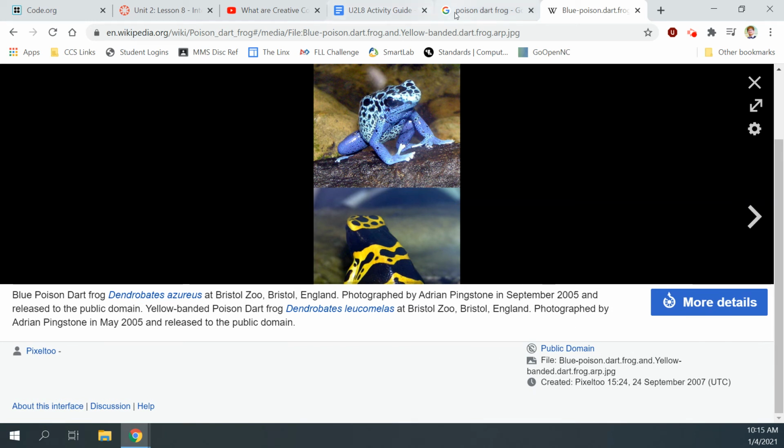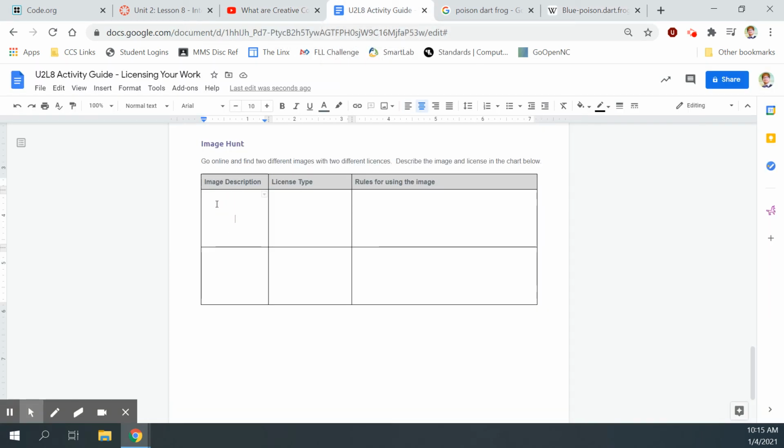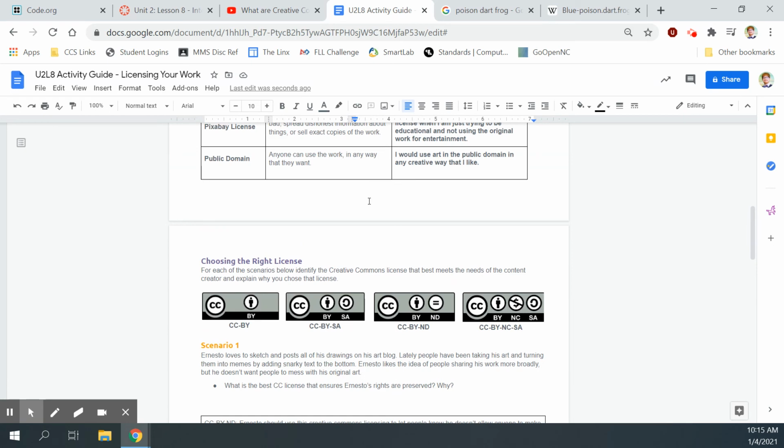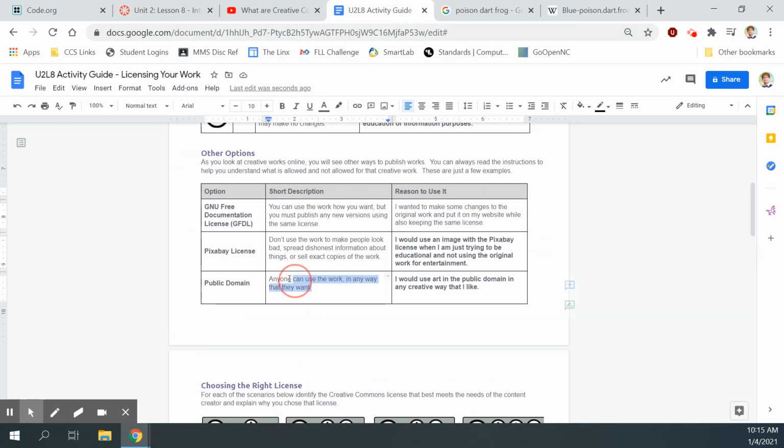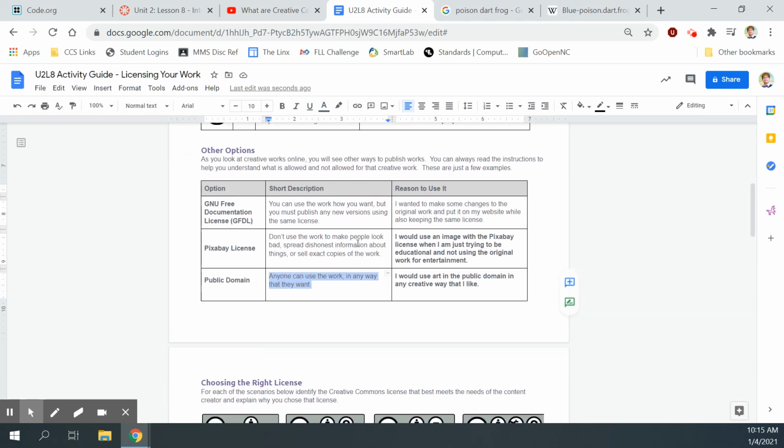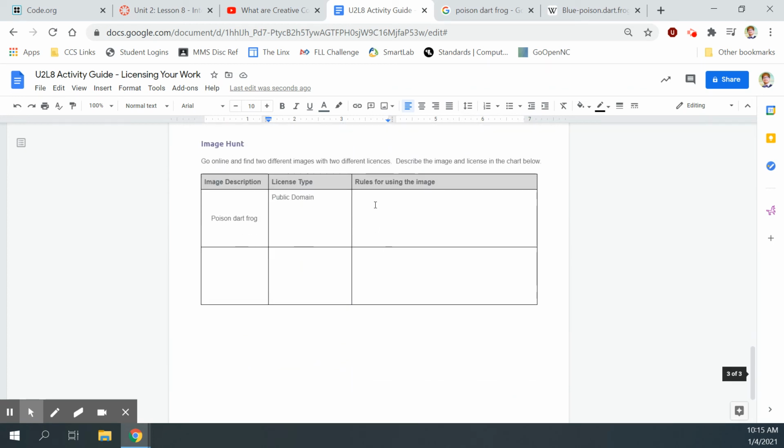So here we've got a poison dart frog. Licensing type, public domain. And the rule for public domain, right here. Control C, Control V. Anyone can use the work in any way they want. All right, let's do another image.